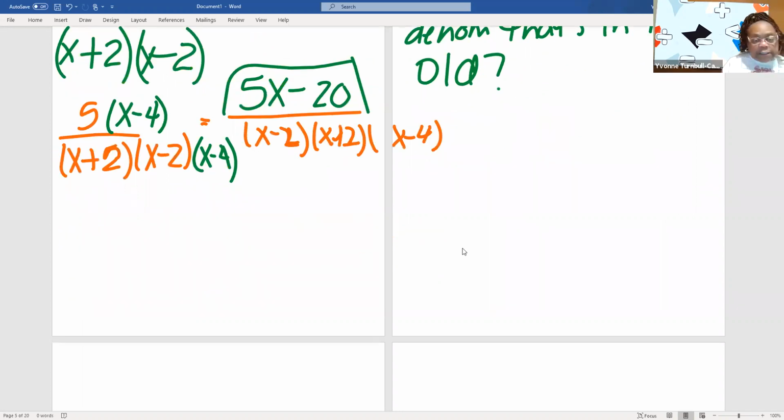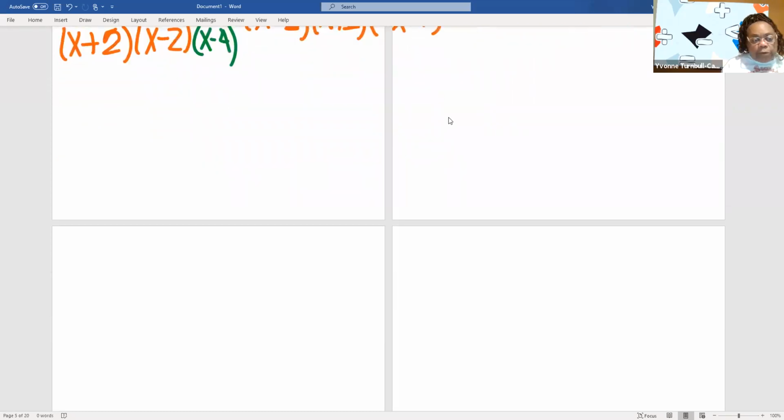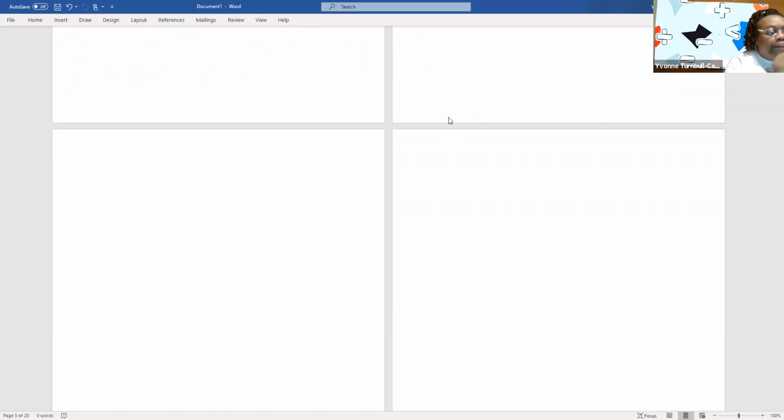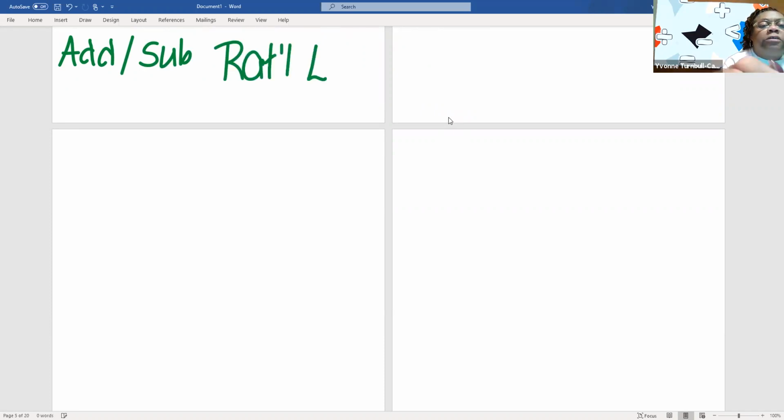Yes, no, maybe, did that make sense? Because we're really getting ready to rock and roll now. We've learned how to find LCD. Now we're actually going to put that to work as we add and subtract rational expressions. All right, let's get some more paper here. So we're going to add and subtract rational expressions with unlike denominators.